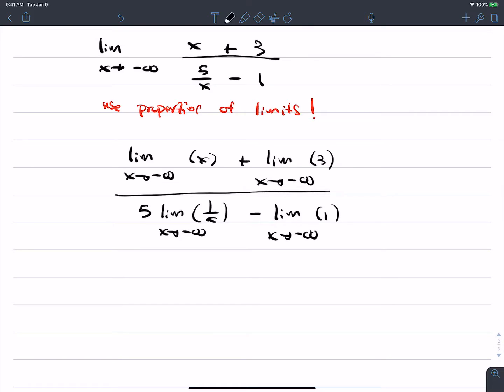Okay, now let's evaluate every one of these limits here. So what do you guys know? What's the limit of x as x goes to minus infinity? This is going to be what? It's negative infinity, is that right?